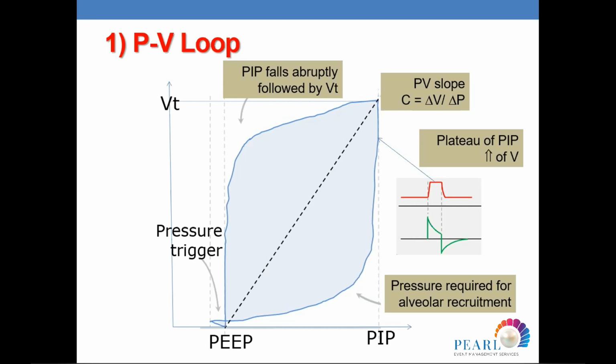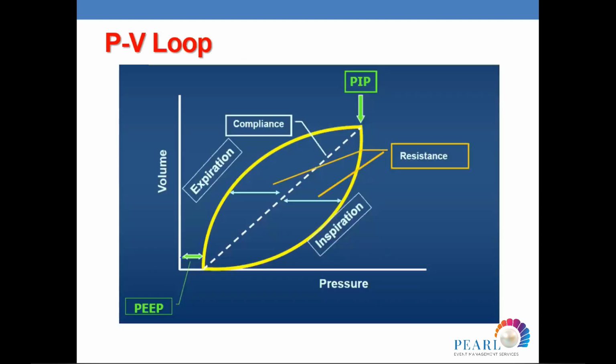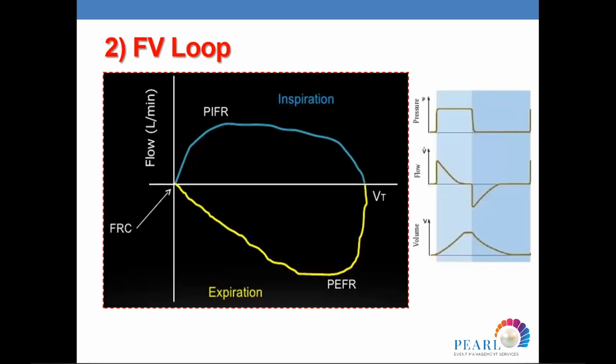Then suddenly there is the closing pressure here, where there will be a sudden loss of volume with a small difference in the pressure. So this is, again, very important. This slope is the compliance, and the distance between this graph and the compliance line is the resistance. Again, the same: this is the compliance, and this is the resistance.